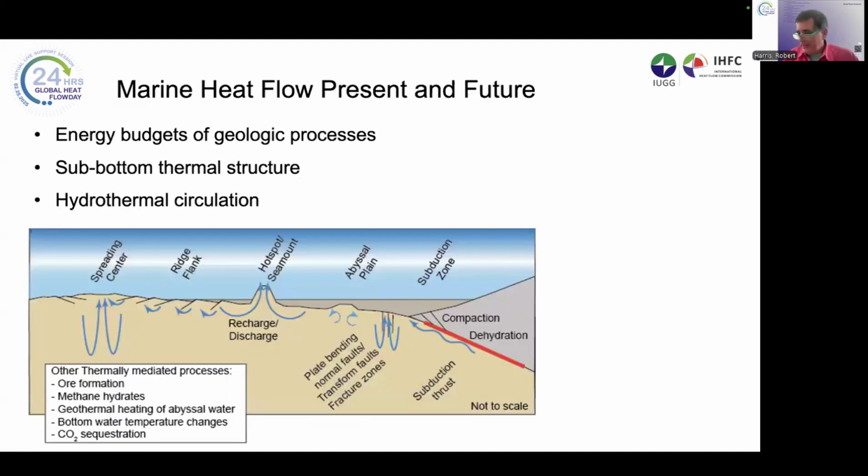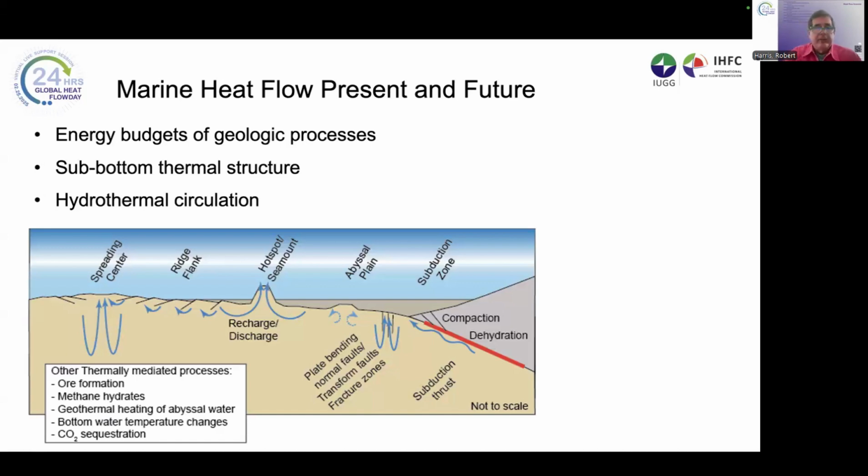Okay, so these marine heat flow observations constitute first order constraints on elucidating physical, chemical, and biologic processes. They're important for understanding overall the energy budget of the Earth. All geologic processes involve the transfer of energy, and much of that energy is in the form of heat. The Earth's geothermal heat output, of course, is 44 terawatts, and most of that heat loss is through the ocean. And fluid flow through the oceanic crust is responsible for about a quarter of that heat loss.